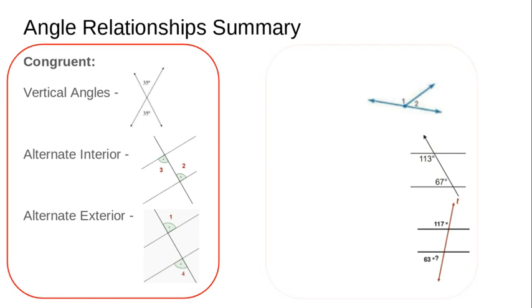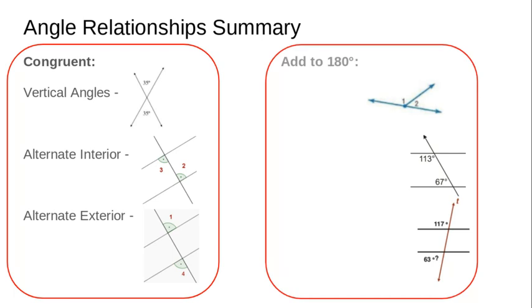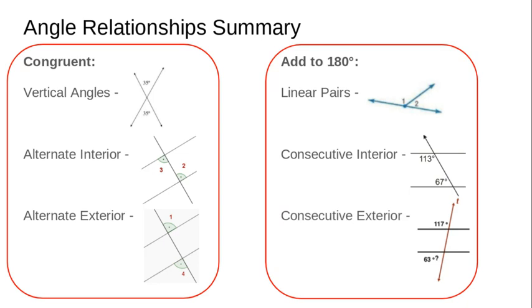The other possibility is that you might have angles that are supplementary, or add to 180 degrees. Your linear pairs are going to add up to 180, your consecutive interiors and your consecutive exteriors are all going to add up to 180 degrees.